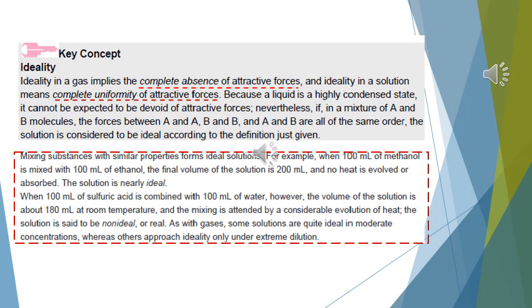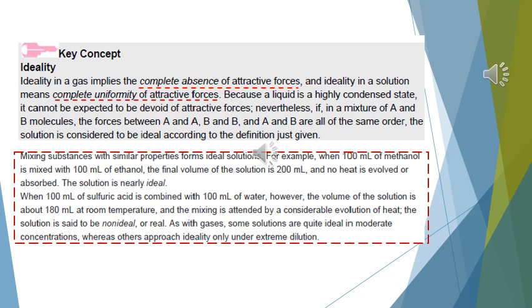So imagine we have a mixture of two different constituents in the solution, like A and B. If we are saying that this solution is ideal, it means that the attractive forces between A and A, B and B, and A and B should be of the same order. I mean, it should be the same attractive forces. So in this case, we can say that this solution is ideal.